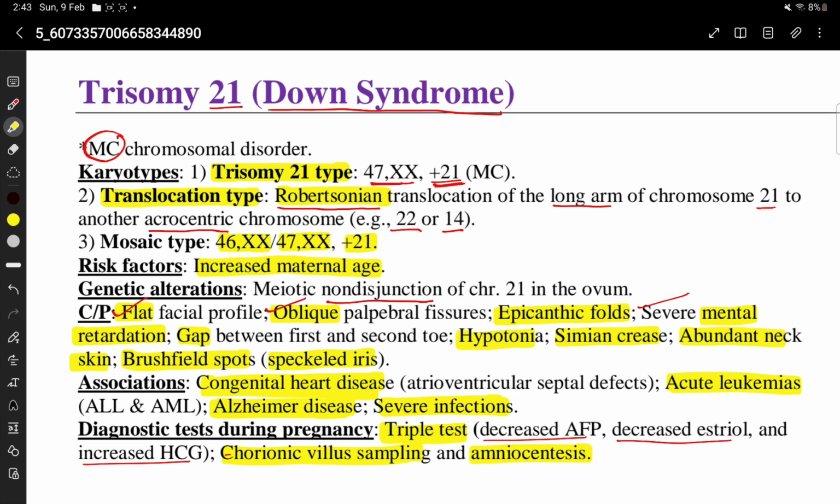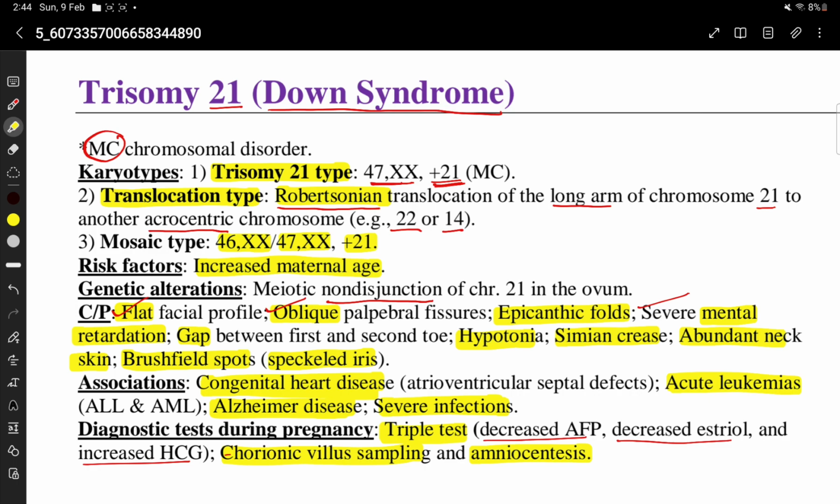The genetic alteration here is meiotic non-disjunction of chromosome 21 in the ovum.